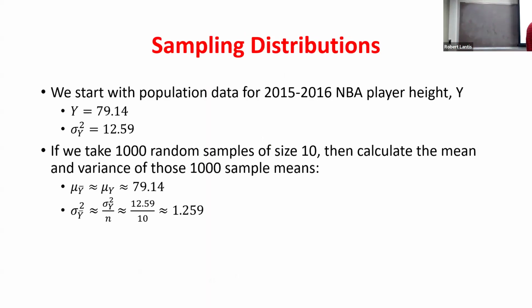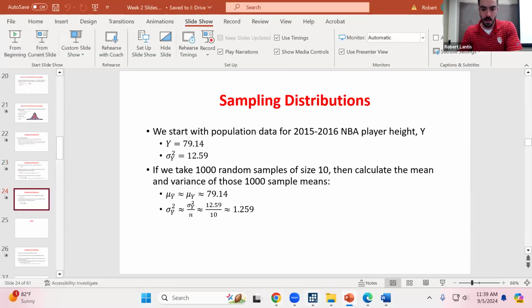I'll show this to you before I walk through the code, but basically you can prove this to yourself. I had a data set laying around with a bunch of NBA players' heights. It was population data, so I could very quickly find the population mean. I forgot to put a bar over there, but this is the population mean and the population variance. So what should be true is when I take 1,000 random samples, even of size 10, the mean of those 1,000 sample means should equal the true population mean of 79.14. And the variance of those sample means should be the original variance of 12.59 divided by 10, or 1.259. We'll see if this actually happens.